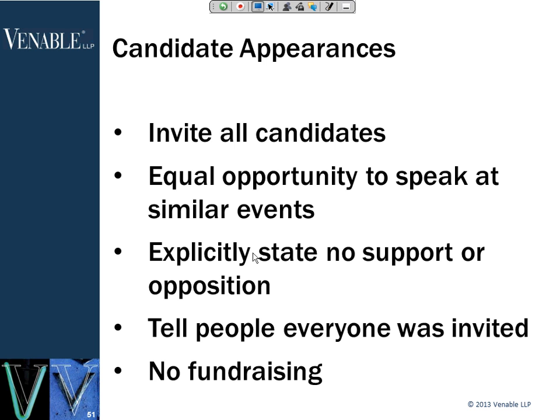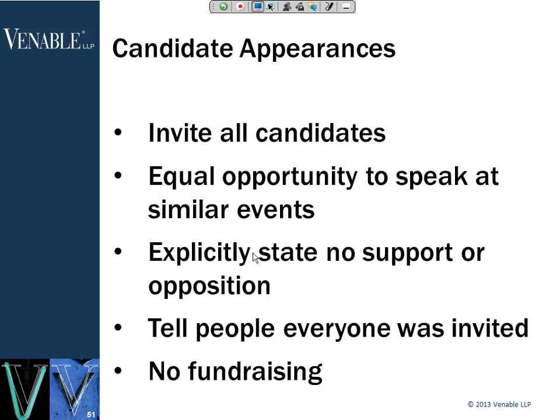But the bottom line is that 501(c)(3) organizations can be involved in activities like voter registration or get out the vote drives. They can be involved in sponsoring candidate appearances or perhaps a candidate debate or forum. They can engage in activities like legislative scorecards or voter guides or candidate questionnaires. The key to any of these activities is they absolutely must be nonpartisan and they must be non-biased.